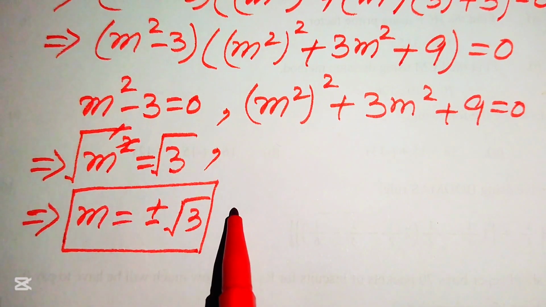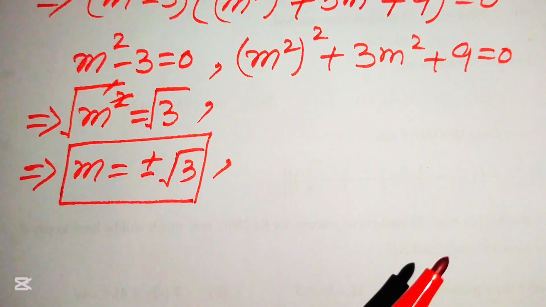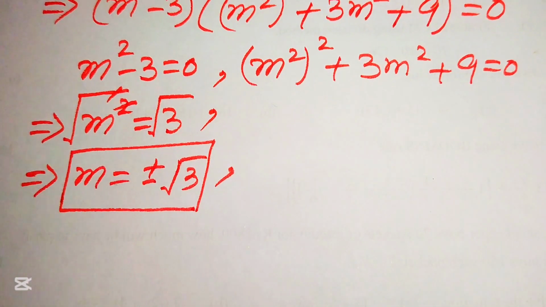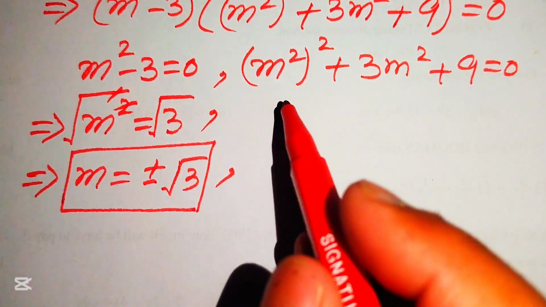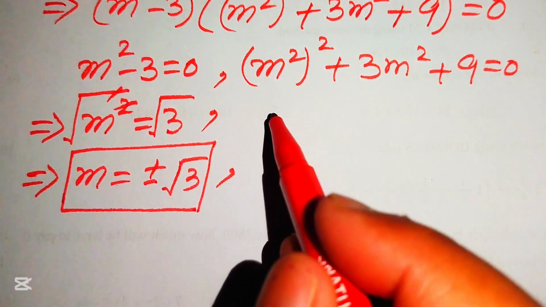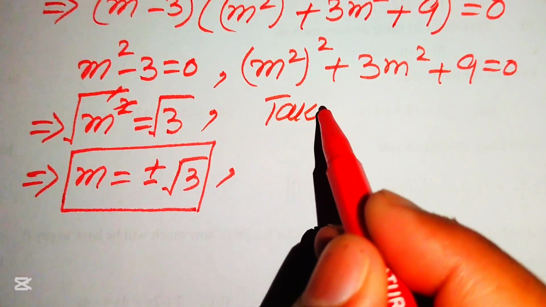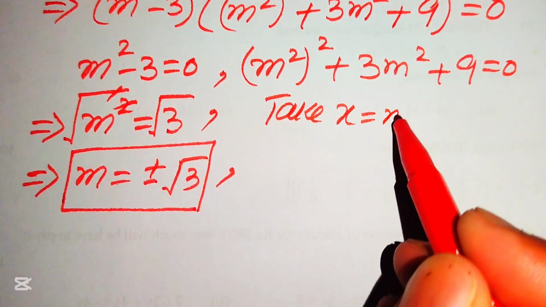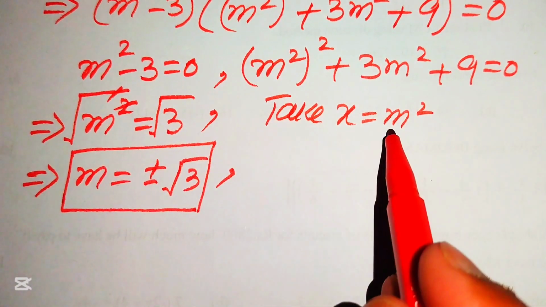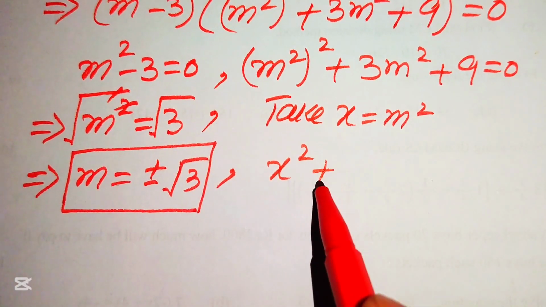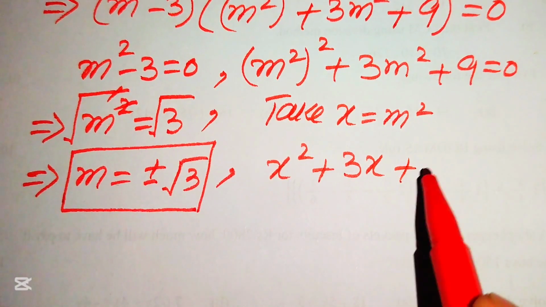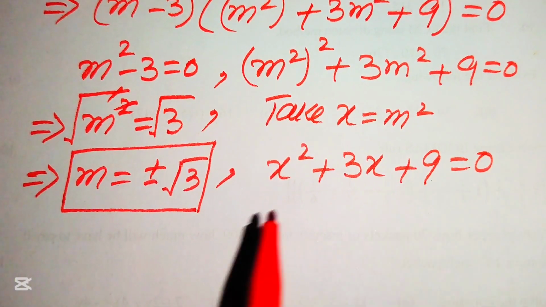And now here we need more roots, so in order to find the other 4 roots we need to solve this fourth order equation. So here first we will take x equals m squared. So when you put m squared equals x, this equation is written as x squared plus 3x plus 9 equals 0.